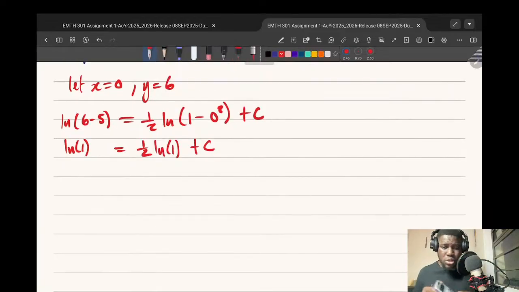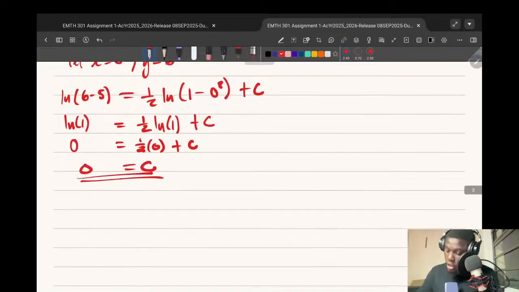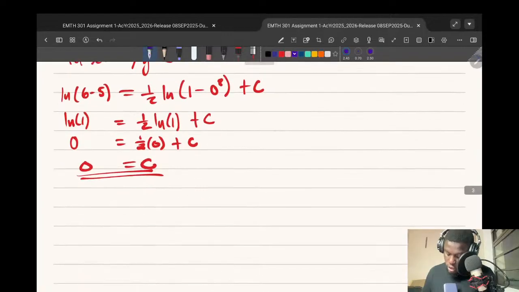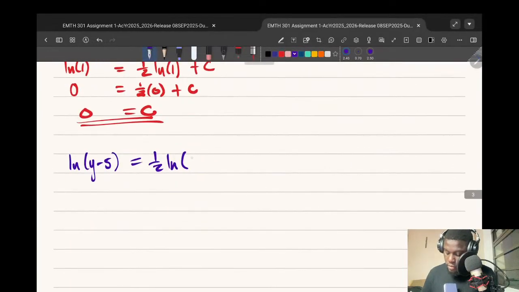Is ln of 1 0? I think so. Let me just see. ln of 1, yeah, it's 0. So this is going to be 0 is equal to half times 0 plus c, which just leaves you with 0 is equal to c. So c is nothing. So we can now rewrite this: ln of y minus 5 is equal to half ln of 1 minus x squared. You're done. This is how you're going to solve by separation of variables.